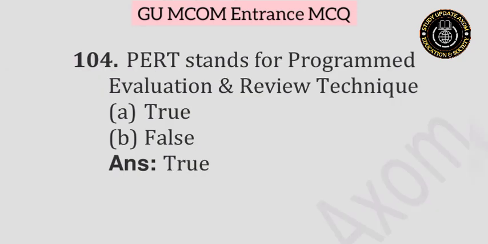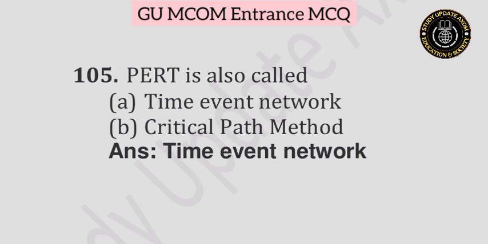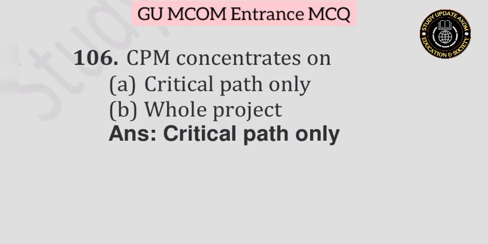Question number 104. PERT stands for Programme Evaluation and Review Technique. Option A true, option B false. Answer is true. Question number 105. PERT is also called option A Time Event Network, option B Critical Path Method. Answer is Time Event Network. Question number 106. CPM concentrates on option A Critical Path Only, option B Whole Project. Answer is Critical Path Only.